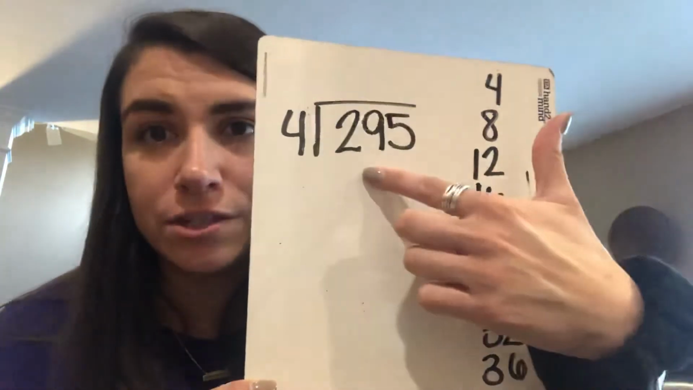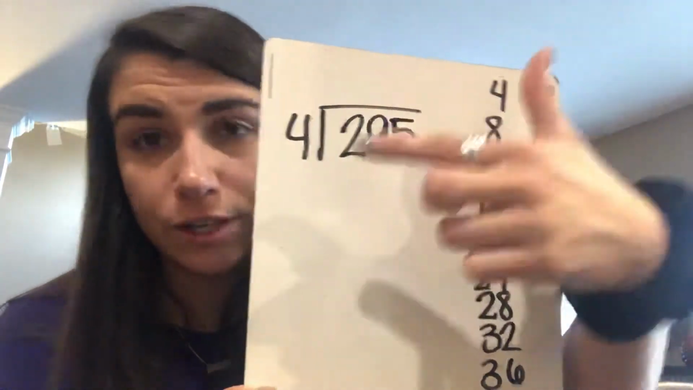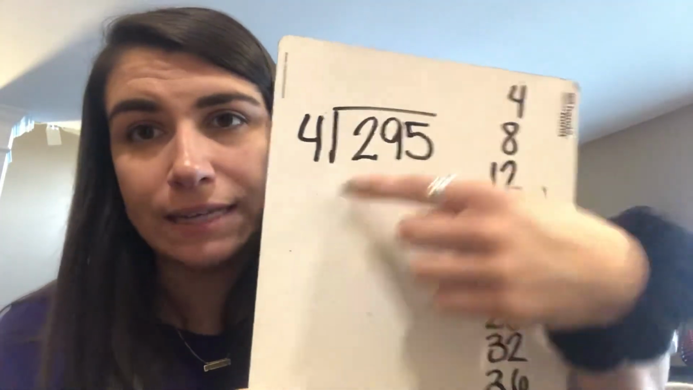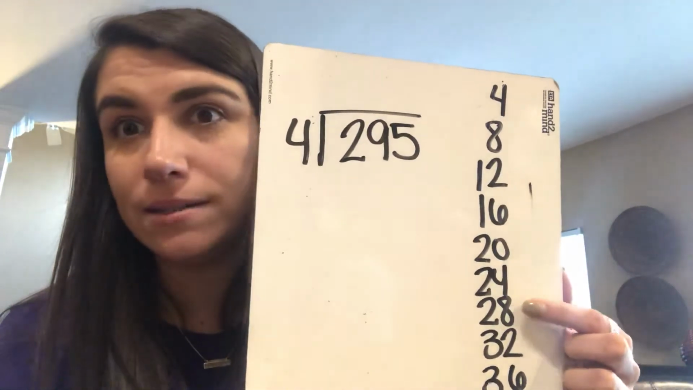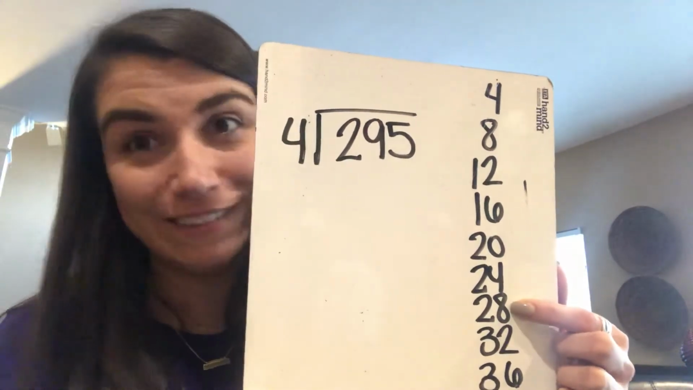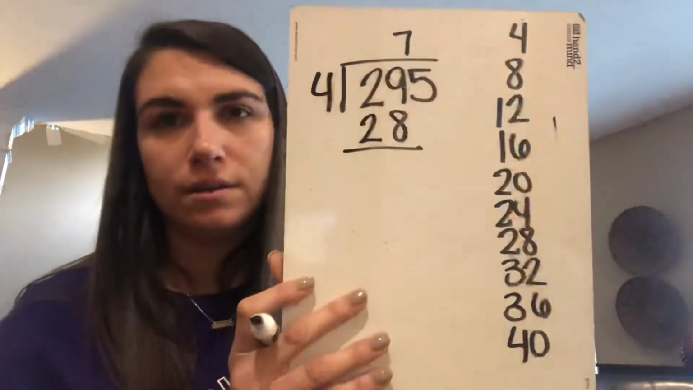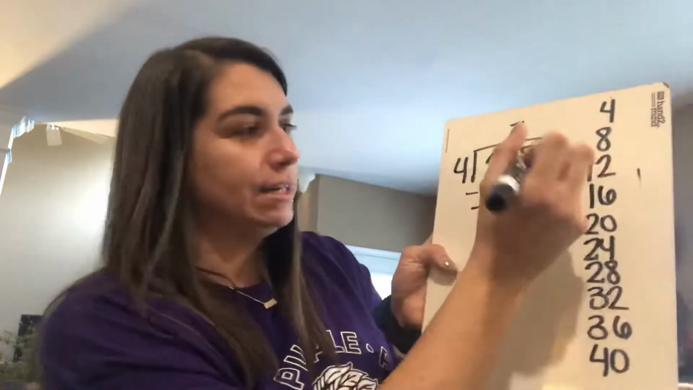So again, since 2 is smaller than 4, you can do the 0 and subtract, and you'll get 29 again. But I'm just going to skip over and do 29 divided by 4. So I need to think what times 4 is going to get me closest to 29 without going over. So it's going to be 7. So 7 times 4 is 28. And I'm going to subtract. 29 minus 28 is 1. I bring down my 5.